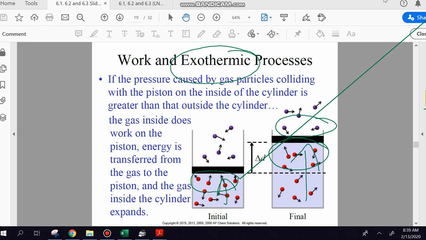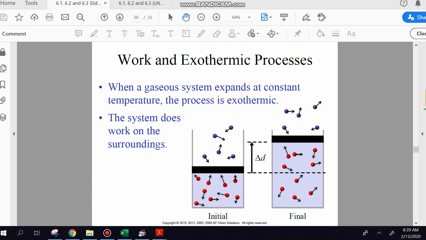That is going to be an exothermic process. So we know that means that the system is doing work on the surroundings. So this is the system on the inside. Here's the surroundings. The piston is the surroundings. So the system is doing work on the piston, and that is what we consider an exothermic process.